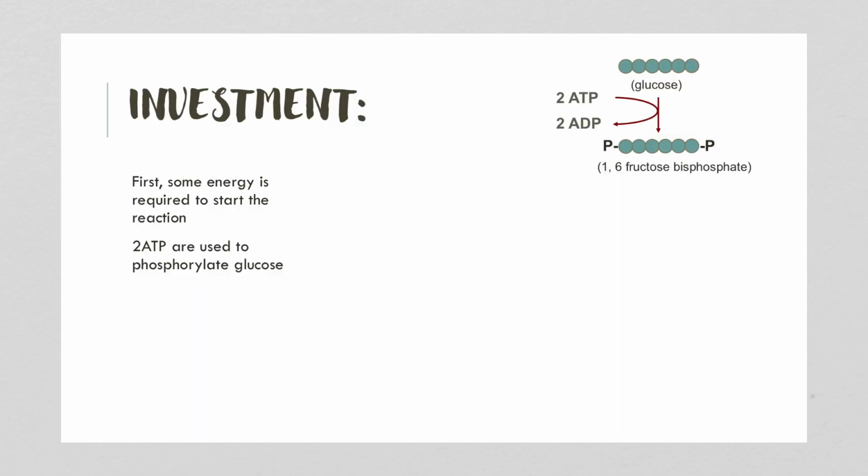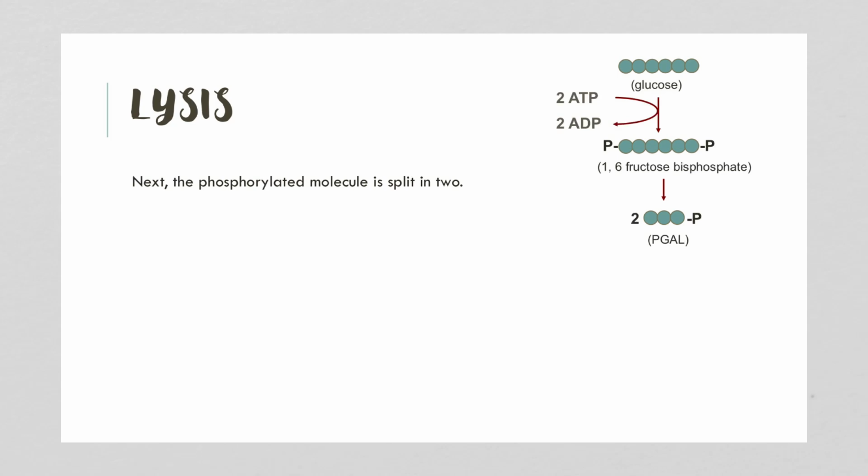So the first step of glycolysis is called the investment stage. To actually get things rolling, we have to spend some ATP. So we have to phosphorylate glucose by adding phosphates, one from each ATP, onto either end of glucose, and that makes a molecule called 1,6-fructose bisphosphate. After that happens, the phosphorylated molecule is split into 2. So now we have 2 3-carbon molecules with 1 phosphate on the one end.